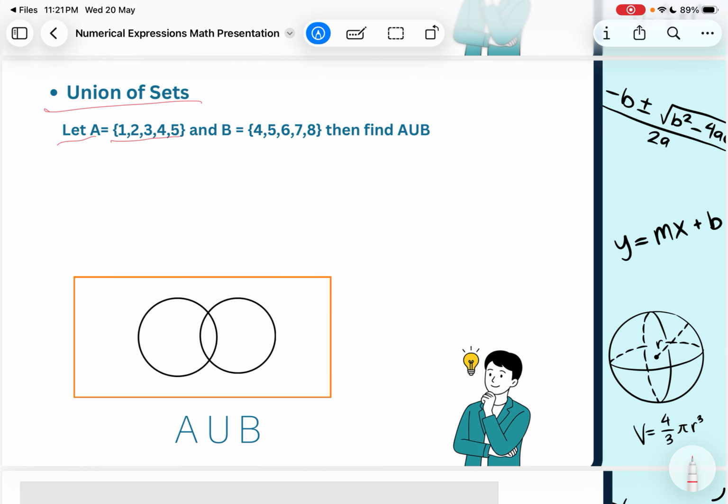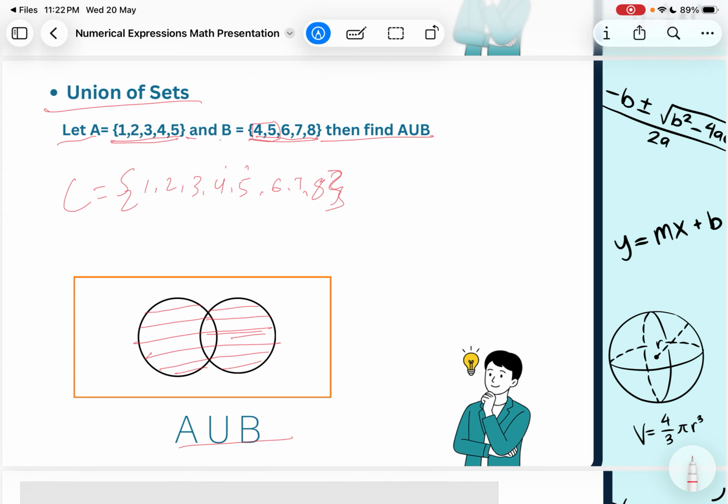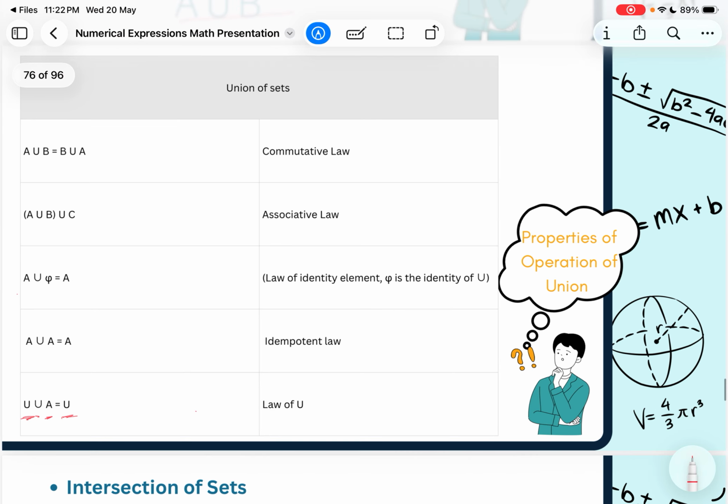Here is another example: A is {1, 2, 3, 4, 5} and B is {4, 5, 6, 7, 8}. Then find A union B. A union B will be a set C. We write all the elements 1, 2, 3, 4 and 5, and then the elements of B if they are not already written. 4 and 5 are already written, so we continue with 6, 7 and 8. A union B is represented like this, and this whole filled part is A union B.